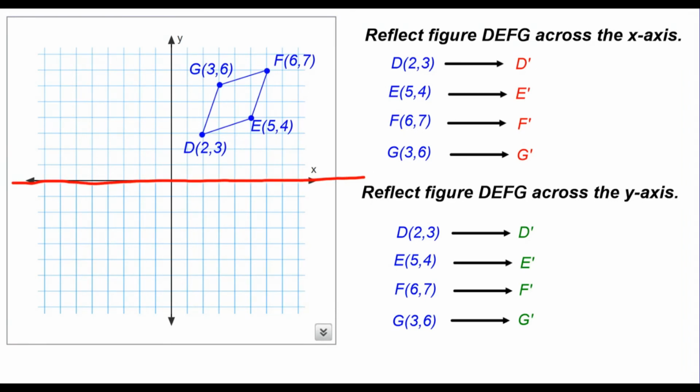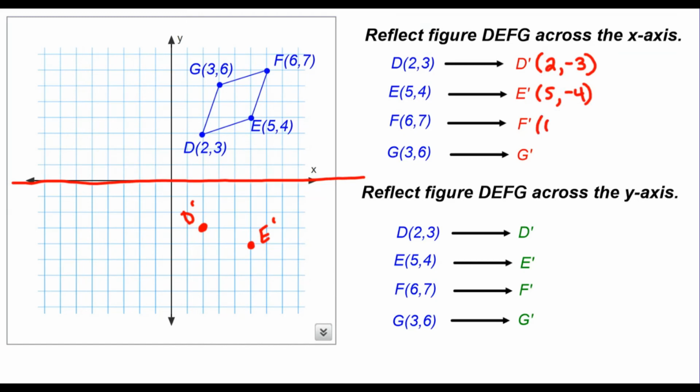So it's going to get reflected down or flipped downward. So my x values are going to stay the same. My y values are going to become opposite. So this is going to stay 2, but the y value is going to become opposite, -3. 2, -3. So that is right here. That's where D prime is going to be. E prime, x value stays the same. Y value becomes opposite, 5, -4. 1, 2, 3, 4, 5. 1, 2, 3, 4. There is E prime.